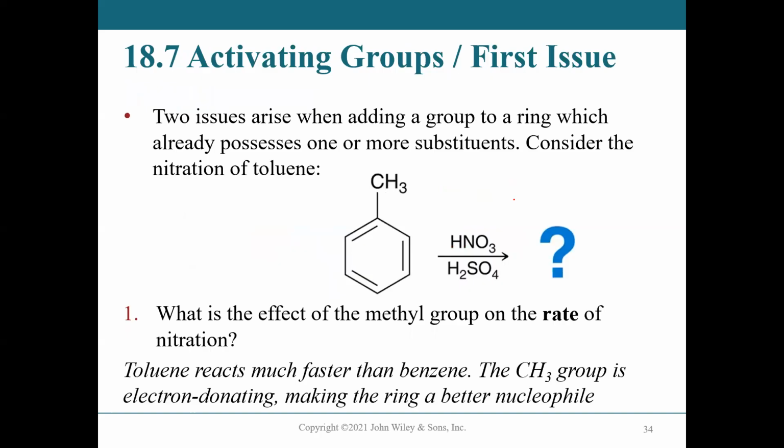So two issues arise when adding a group to a ring which already possesses one or more substituents. In this case right here, remember we were doing this before when we had nothing on here. Now we're adding this methyl group on here. So what's going to go on with this?